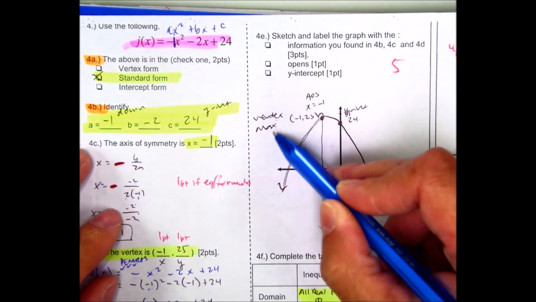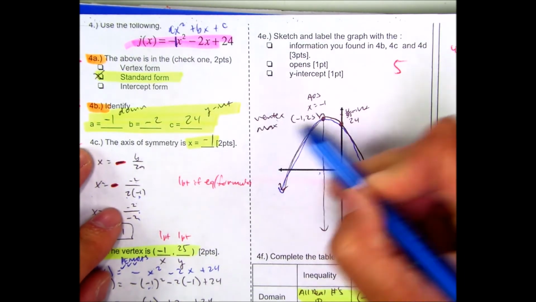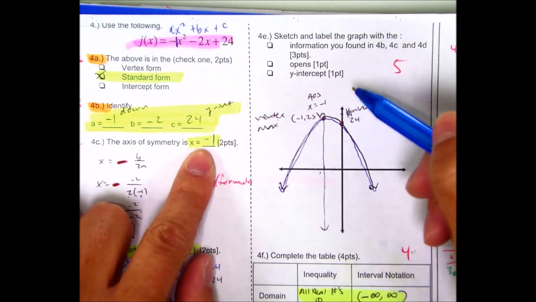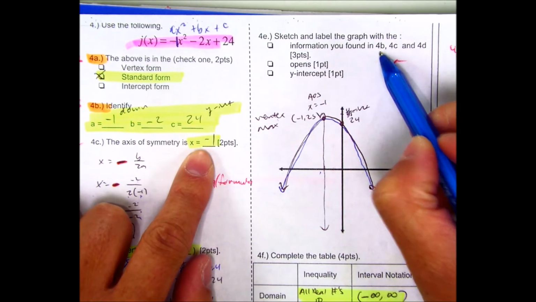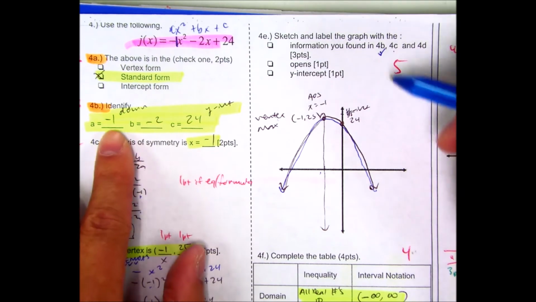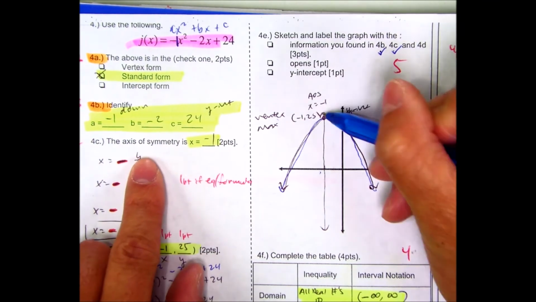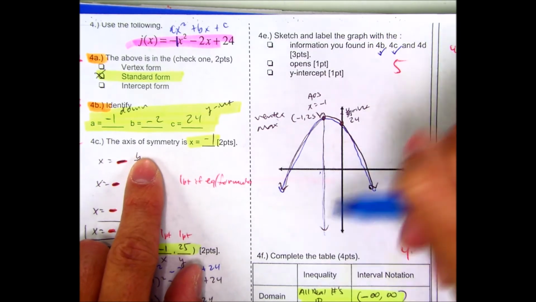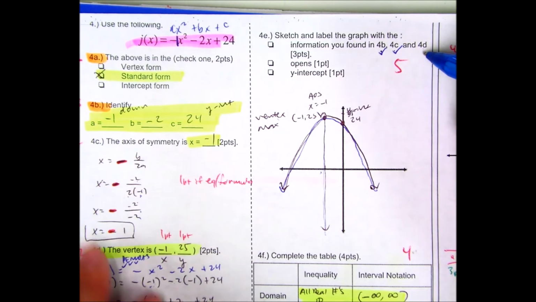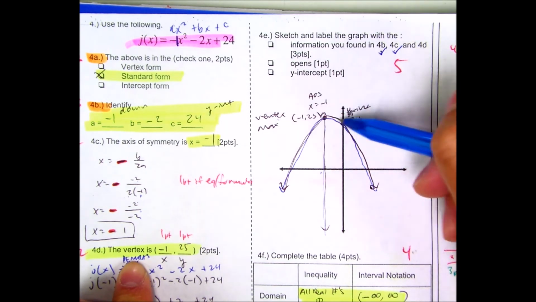That's labeling here. Sketching is just drawing it. Labeling is actually writing the names. X equals -1. That's the information in 4C. So I know it opens down because A is -1. For C, x equals -1 there. For D, -1, 25.